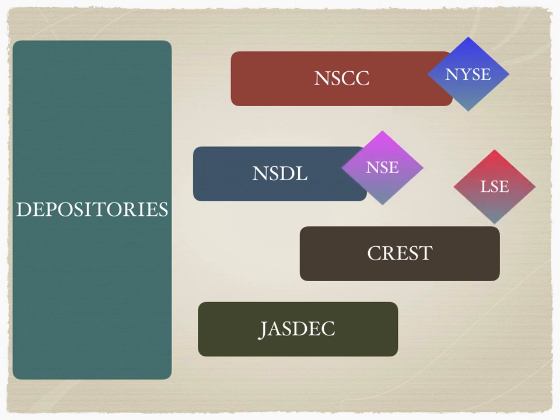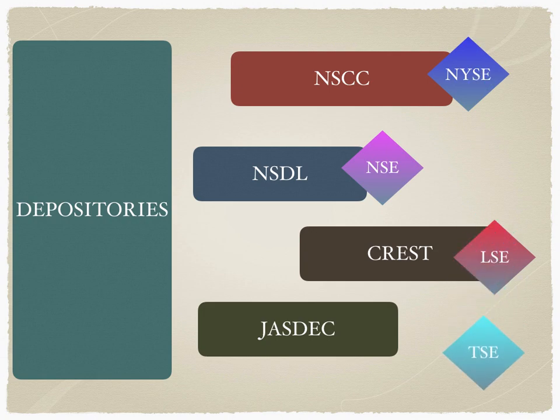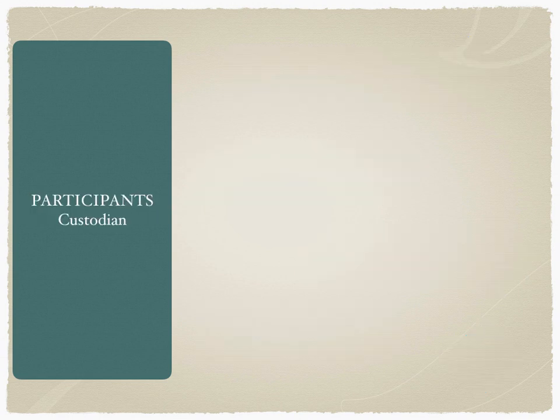CREST is the depository of the London Stock Exchange. Now, CREST has been taken over by Euroclear, and collectively they conduct the settlements on the London Stock Exchange, and JASDEC is the depository for Tokyo Stock Exchange. Let's take a look at what are the participants.